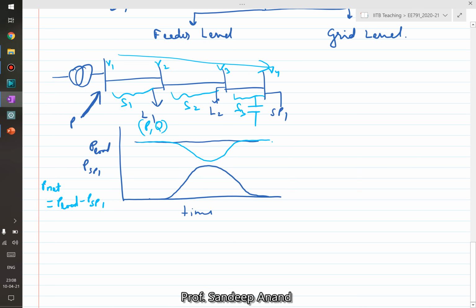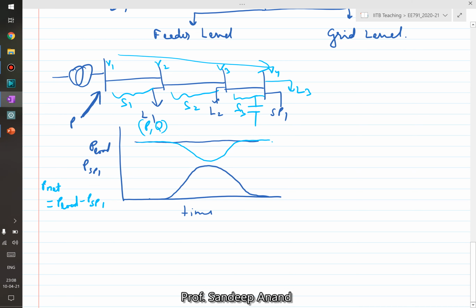The leftmost section S1 has to supply load 1 as well as load 2 as well as, let's say, load 3. But section 2 only has to supply load 2 and load 3. Section 3 only has to supply load 3. So as we are moving farther away in the feeder, the load handling is reducing.